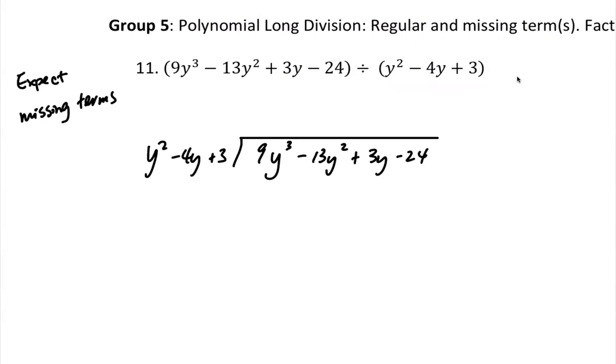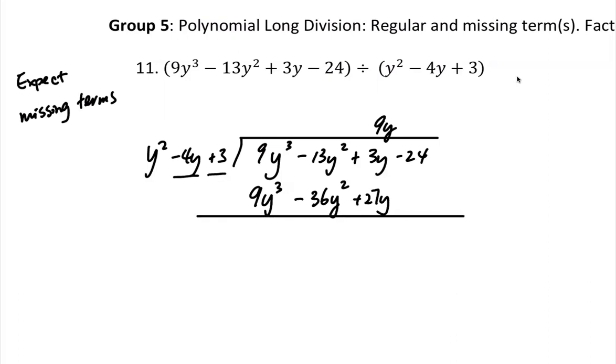All right, now, there's no missing term, so we just go ahead and say, y squared times what would help us get to 9y cubed? That would be 9y, so 9y cubed. So that's there, and don't forget that you have to multiply 9y to the remaining terms. So negative 36y squared plus 27y, okay? And don't forget that this is a subtraction.